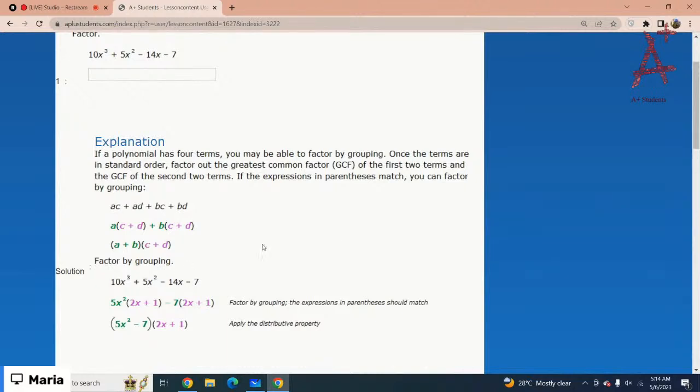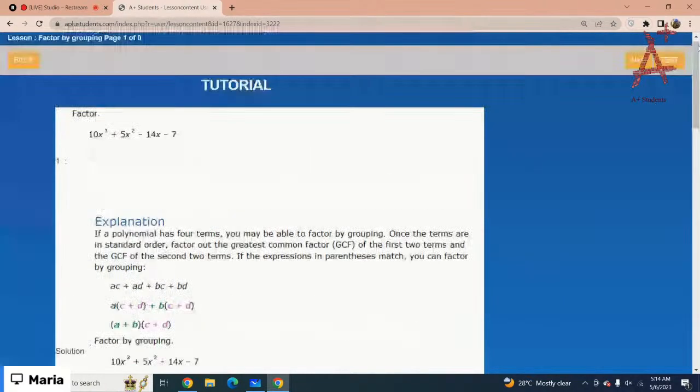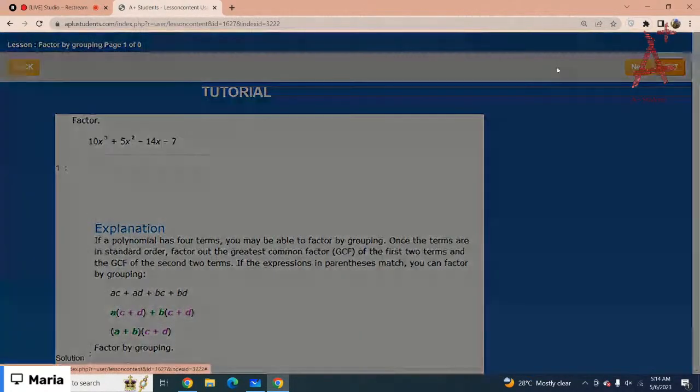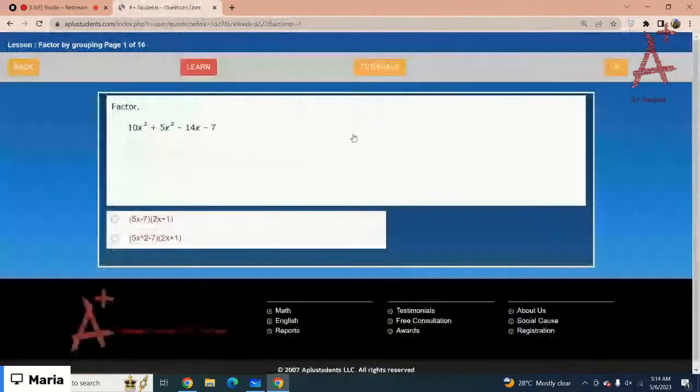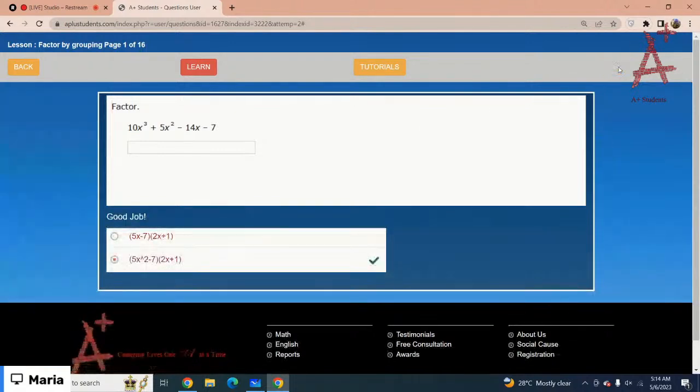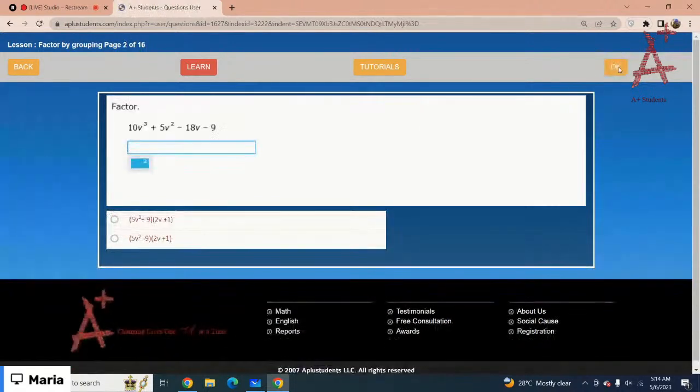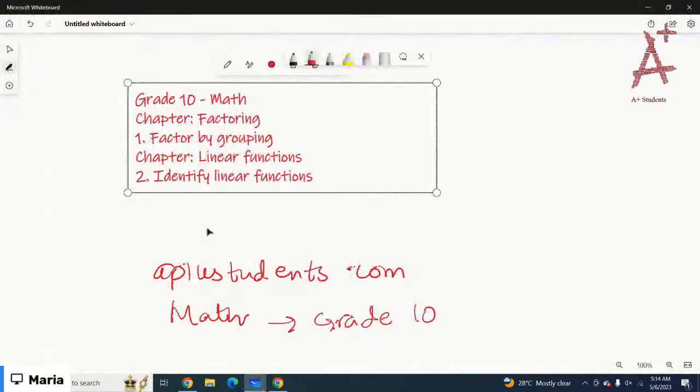Let's just start with the practice questions. Okay, 10x cubed, that's the one we just did. It would be 5x squared minus 7 times 2x plus 1. That would be option number 2. Okay, the next one is 10v cubed plus, let me just write it down, 5v squared.